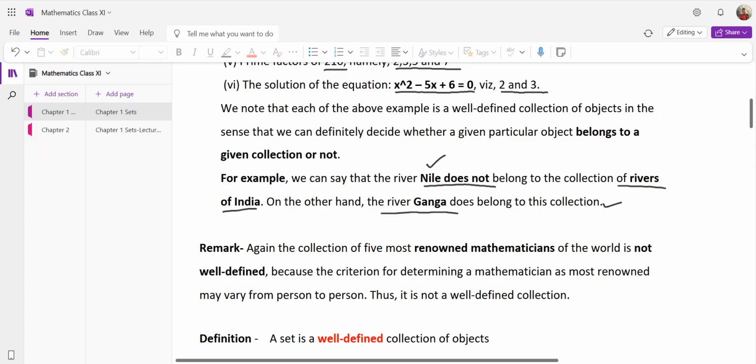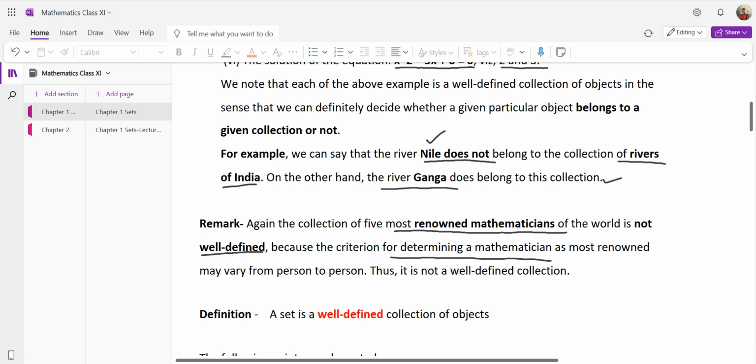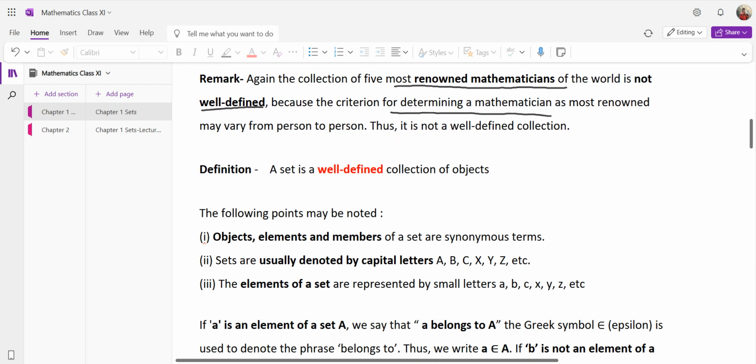Again, the collection of five most renowned mathematicians of the world is not well defined because the criteria for determining a mathematician as most renowned may vary from person to person. Thus, it is not a well defined collection. So a set is a well defined collection of objects.